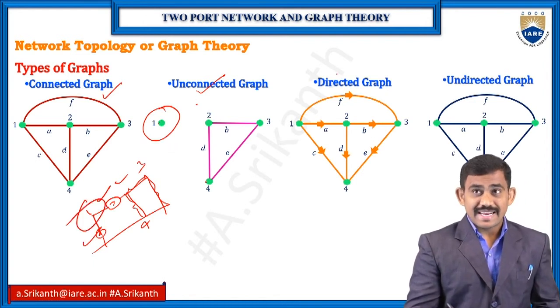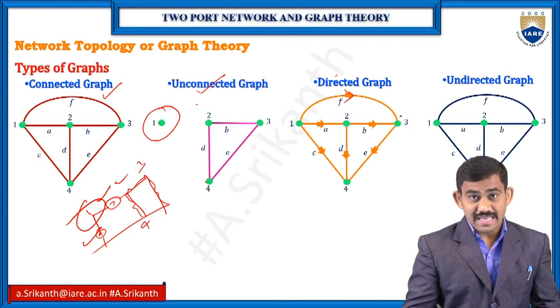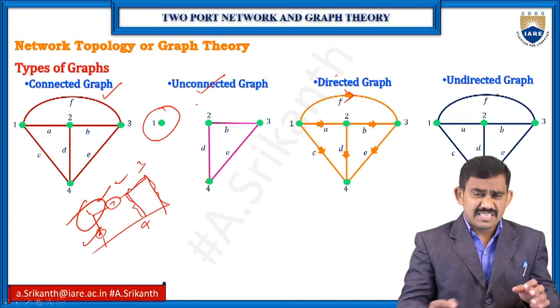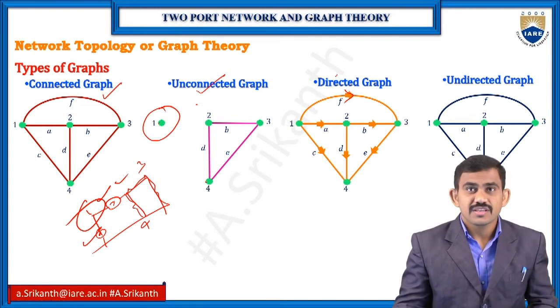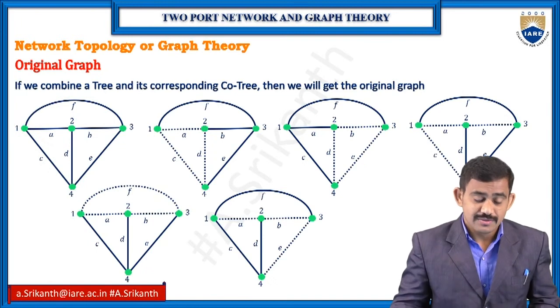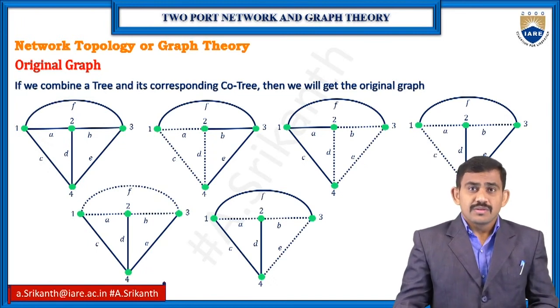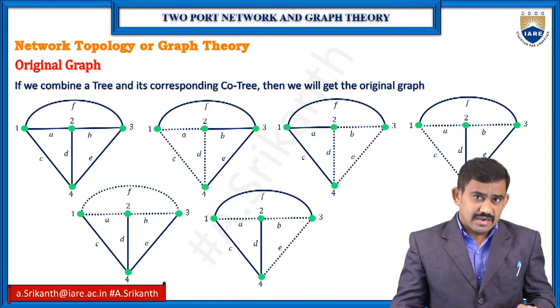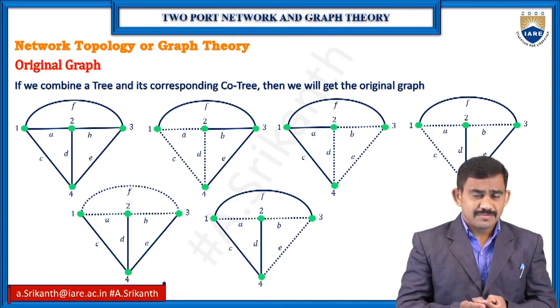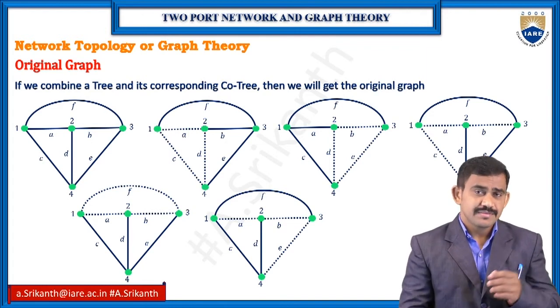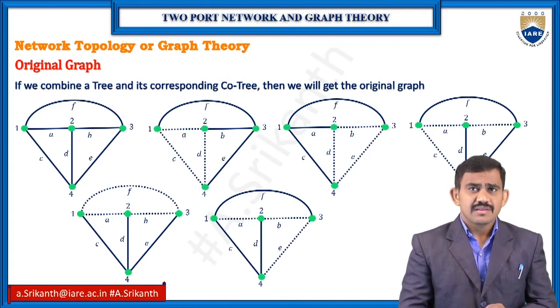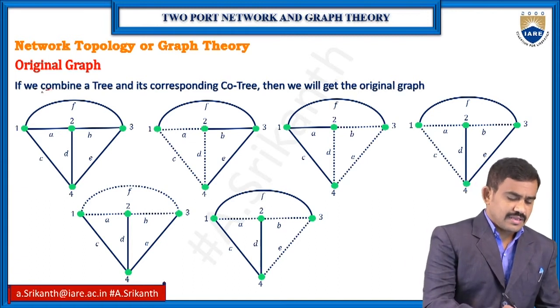Coming to directed, it means we have the direction for each branch, and undirected means I don't have any direction. So these are the different types of graphs we have, and in that graph we have subgraphs also, that is tree as well as co-tree. So in a graph we have different types. In that, subgraphs also we have, that is tree and co-tree.